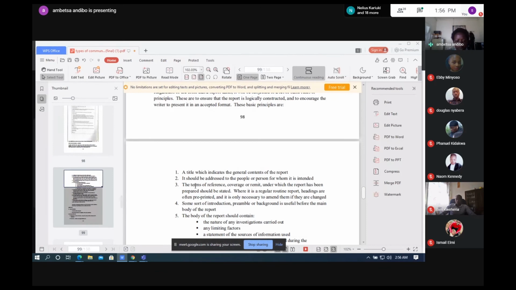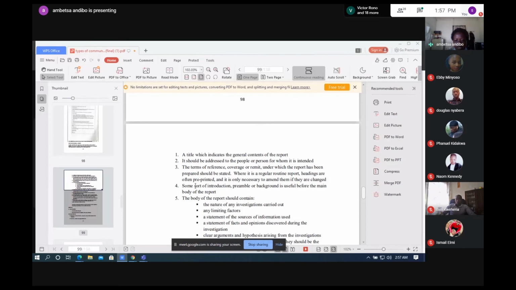The third one, the terms of reference or the scope of the report should be stated. So that is what makes your report relevant. It defines your boundaries. It makes your report relevant by defining the boundaries beyond which you are not going to go.